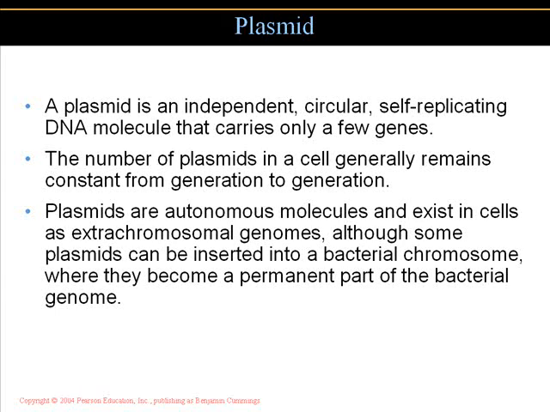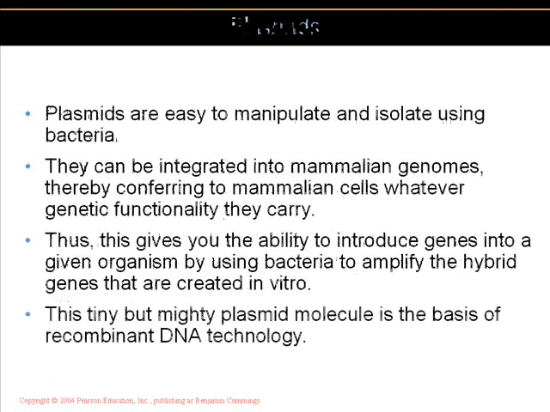Plasmids basically are autonomous molecules that exist in cells as extrachromosomal genomes, although some plasmids can be inserted into bacterial chromosomes where they can become a permanent part of the bacterial genome. They can be manipulated and isolated using bacteria. They can also be integrated into mammalian genomes, so we can see their application there. They can confer on mammalian cells whatever genetic functionality they have to carry. It gives you the ability to introduce genes into a given organism by using a bacterium to amplify the hybrid gene that's created in the test tube.